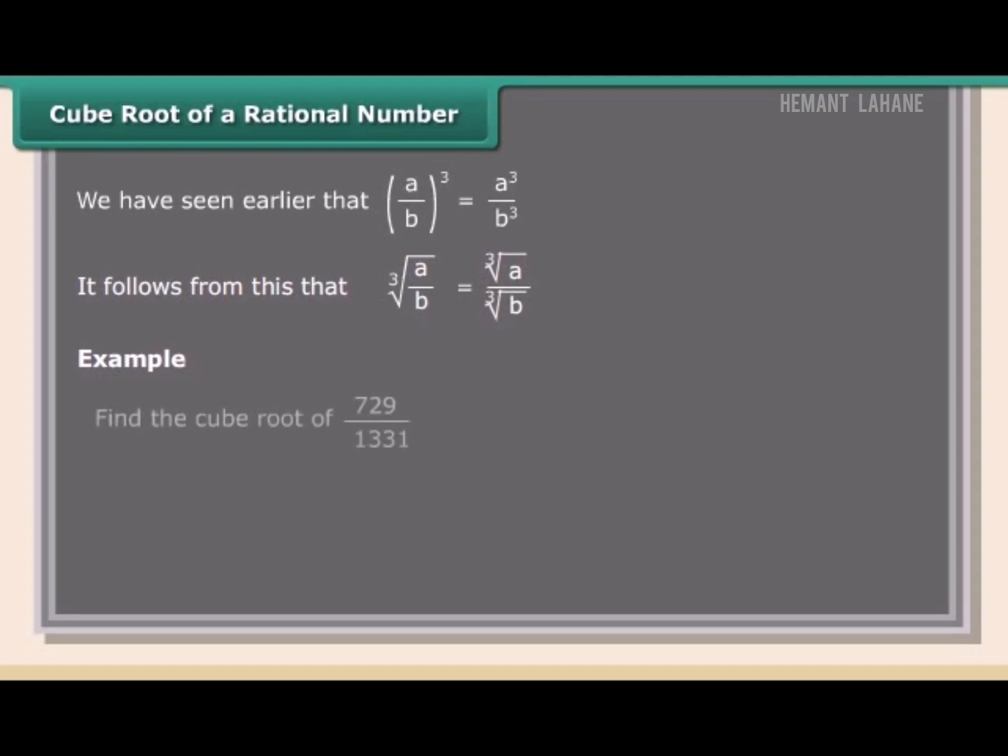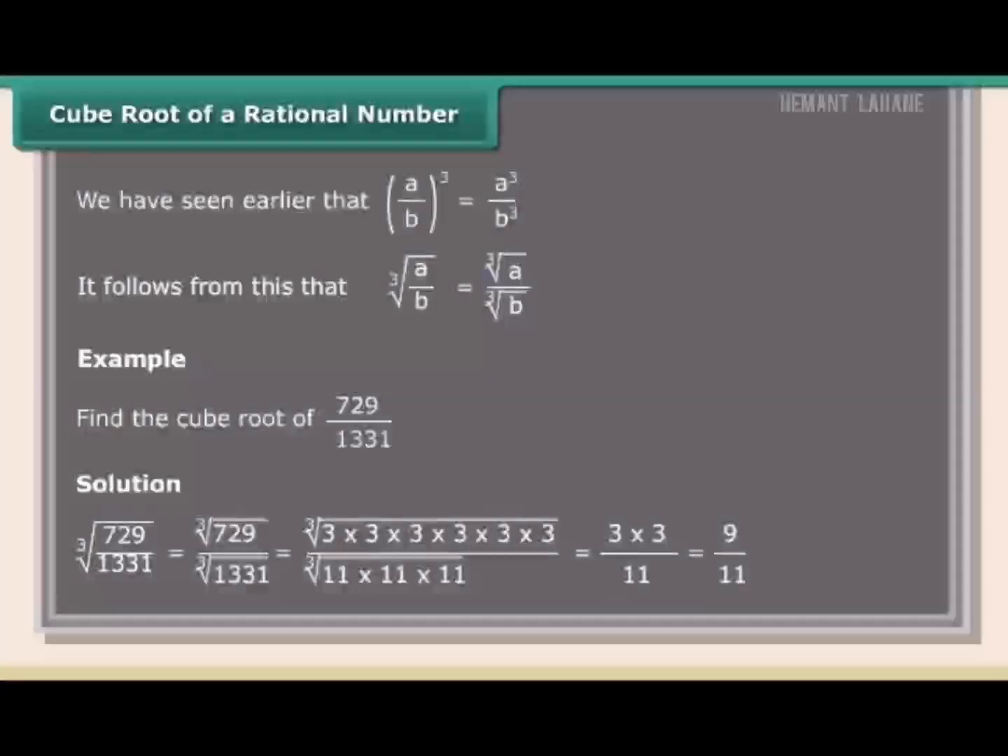Example: find the cube root of 729 upon 1331. Solution: cube root 729 upon 1331 is equal to cube root 729 upon cube root 1331, which is equal to cube root 3 into 3 into 3 into 3 into 3 into 3 upon cube root 11 into 11 into 11, which is equal to 3 into 3 upon 11, which equals 9 upon 11.